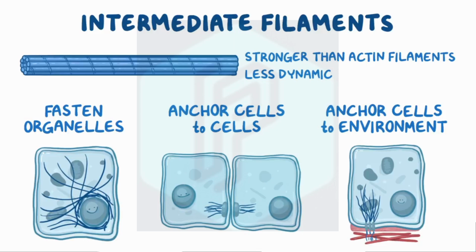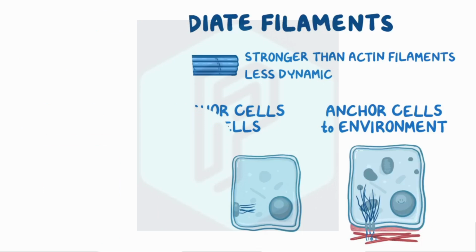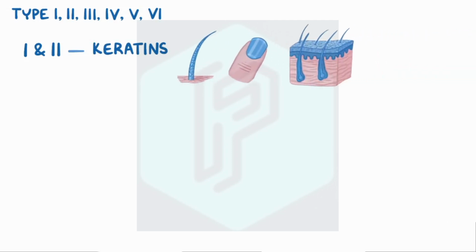Now, unlike actin filaments and microtubules, intermediate filaments are made of many types of proteins depending on the cell type. They're classified by their molecular similarities into type 1, 2, 3, 4, 5, and 6. Types 1 and 2 are the keratins, and they make up the main structural component of hair, nails, and the outermost layer of the skin.